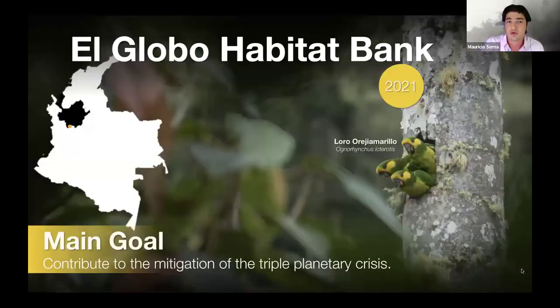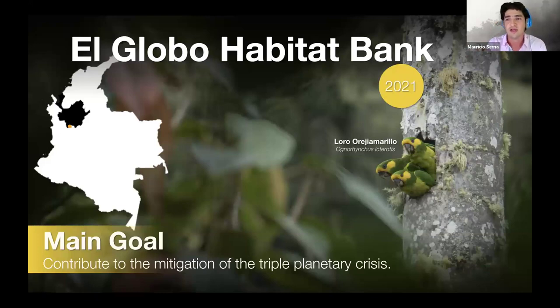So in 2021, we launched a Global Habitat Bank with Terrasos. That's the map where El Globo is located. The main goal was to contribute to the mitigation of the triple planetary crisis. And with the launch of the Habitat Bank, the El Globo project had a much more structured vision of conservation.